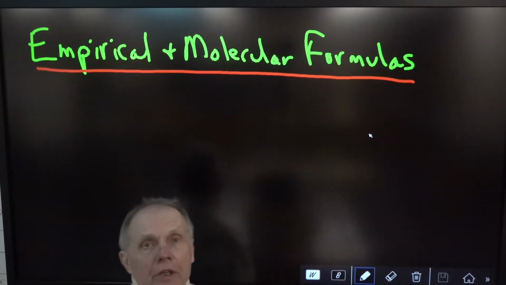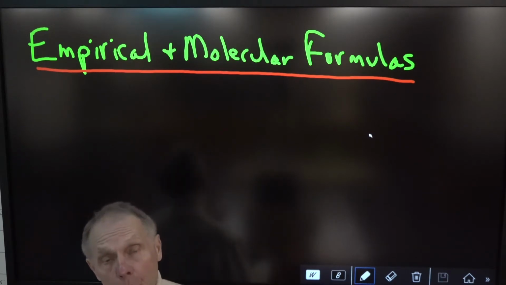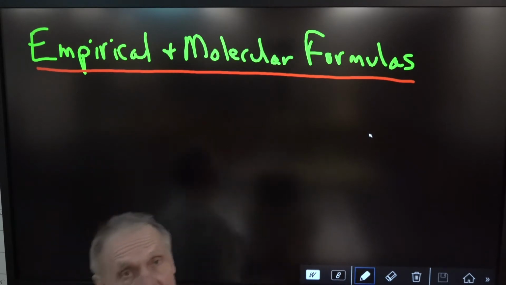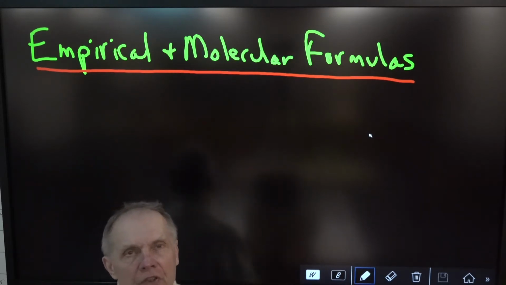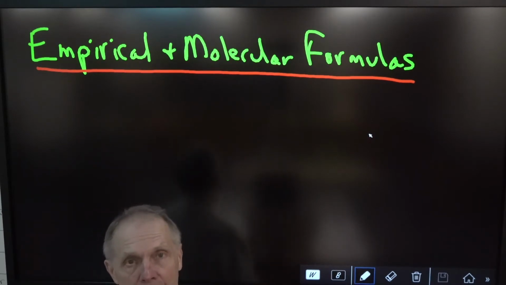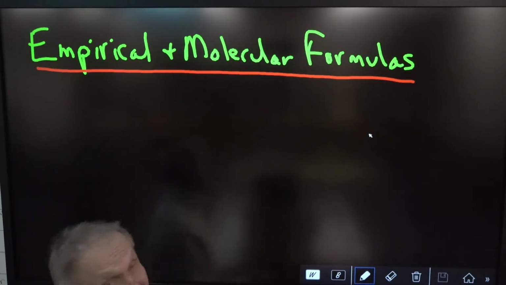So today what we're going to be doing is talking about 4 different things. The first 2, empirical and molecular formulas. We'll also be discussing density. We'll be discussing volume and mass ratios. This is all not too bad at all.